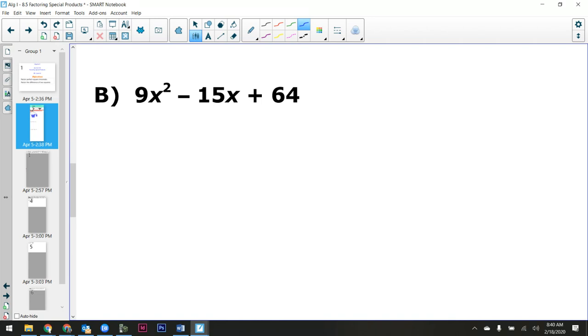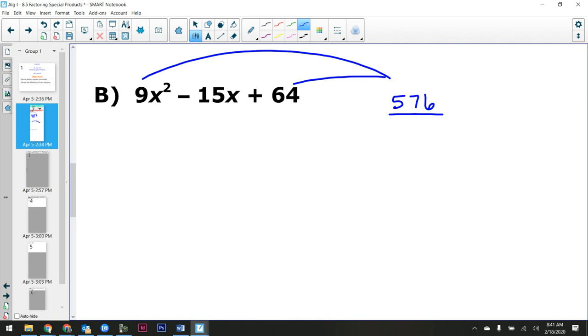It's got 3 terms. Is this an easy type or hard type? Okay, so now I have to do what? 9 times 64, right? What is that? 576. Okay, now my mind is going to go to this. What's unique about 9 and 64? Look at our first number and our last number, those two numbers that I just multiplied. What is unique about those numbers?